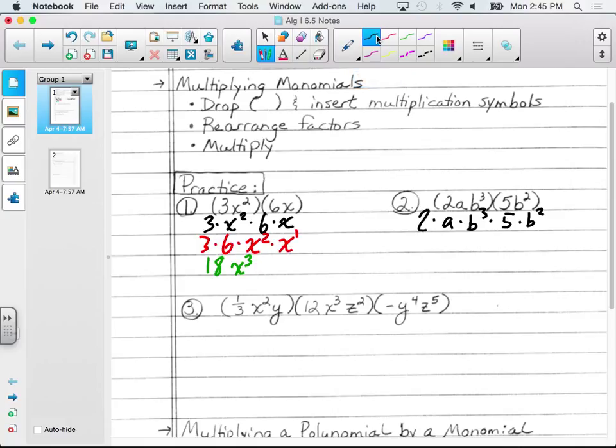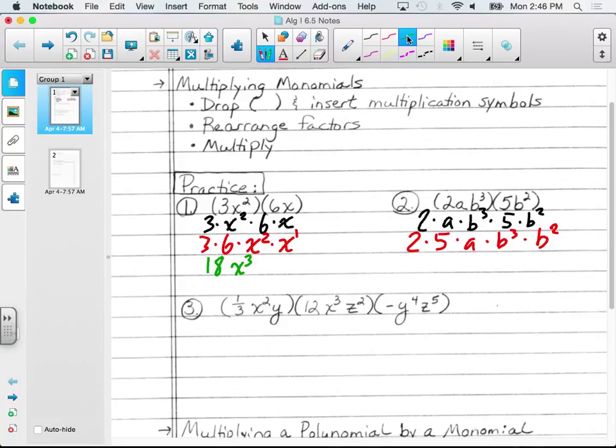Alright, so first thing we do when we're multiplying monomials, we drop any parentheses we have and then just put in our multiplication symbols. So just drop everything, put those multiplication symbols in there, then we rearrange it. So how would I do that? 2 times 5. Okay. Alright, then, after we do that, then we just multiply everything together.